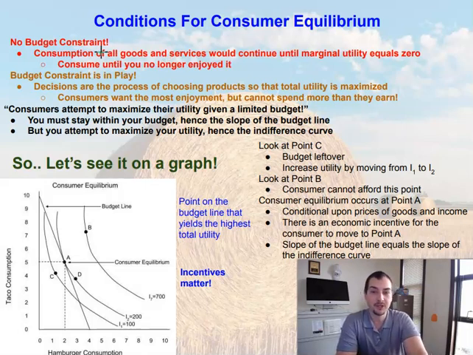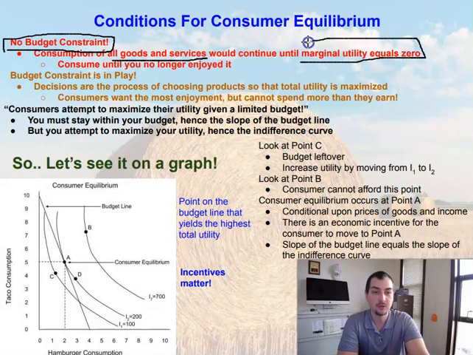So first off, I want to talk about what if there was no budget constraint? What if there was absolutely no budget that you had to live by in your life? Well, what would that mean? What that would mean for you is that you would consume all goods and services to the point that marginal utility equals zero. So you would consume everything that you want until you were full of it, until you receive no additional satisfaction. Remember that marginal utility means additional satisfaction.